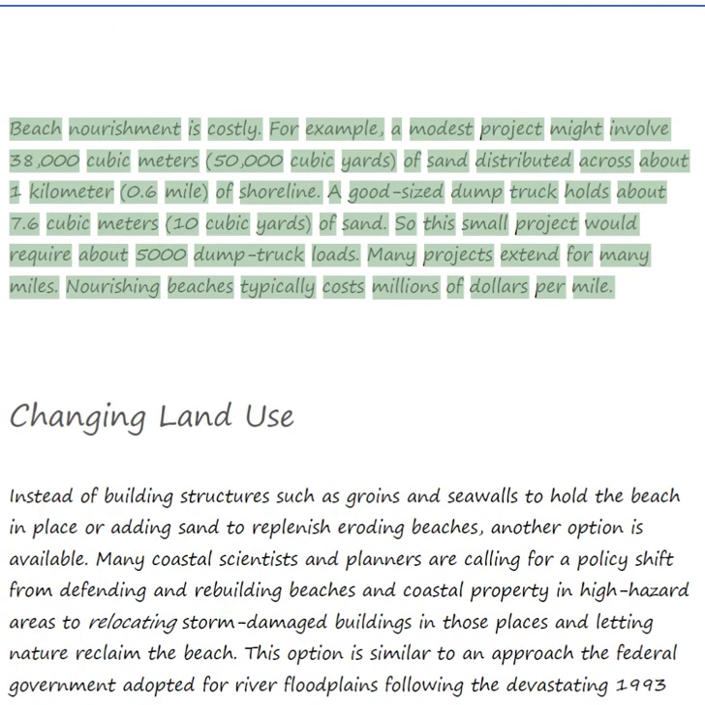Beach nourishment is costly. For example, a modest project might involve 38,000 cubic meters of sand distributed across about 1 kilometer of shoreline. A good-sized dump truck holds about 7.6 cubic meters of sand. So this small project would require about 5,000 dump truck loads. Many projects extend for many miles. Nourishing beaches typically costs millions of dollars per mile.